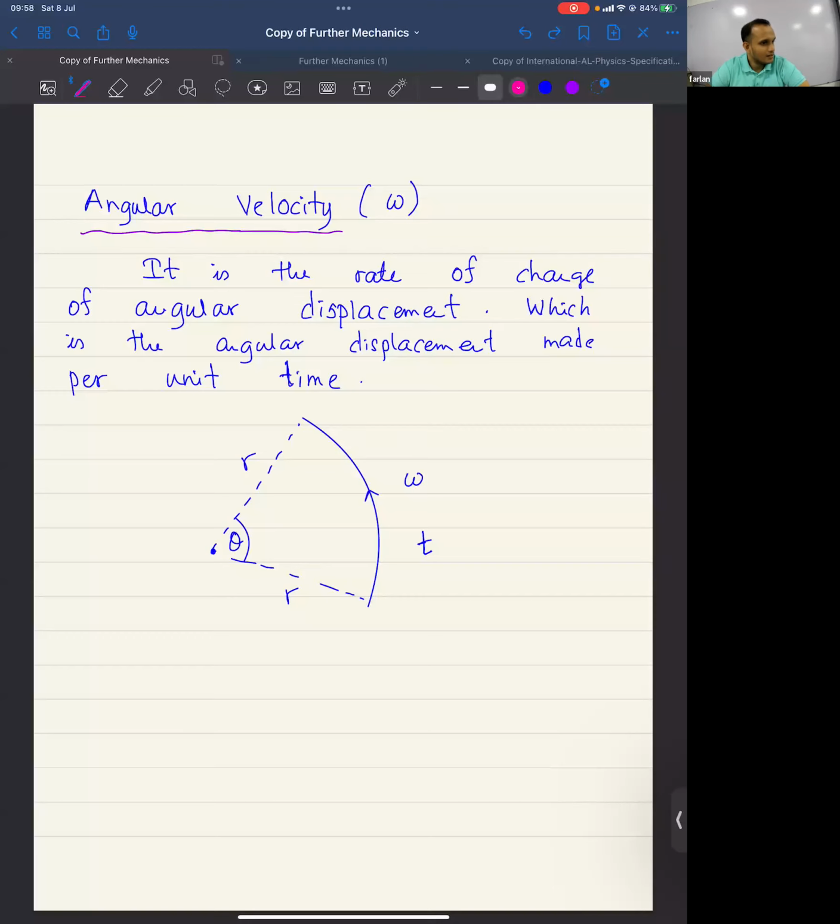So guys, mark in your diagram: the radius is r, angular velocity is omega, angular displacement is theta, and the time is t. So the equation will be omega equals theta over t.